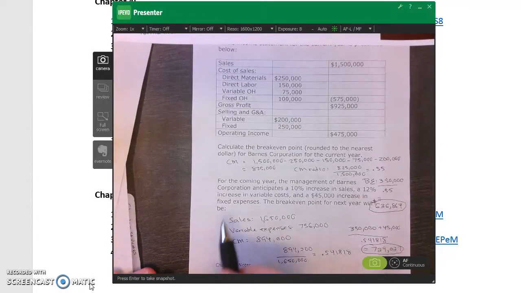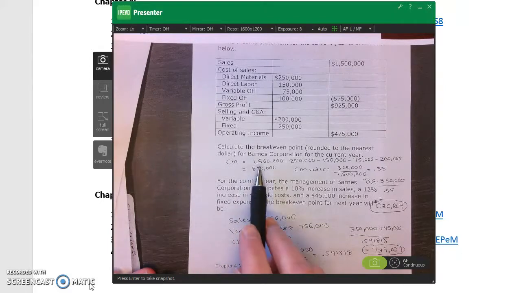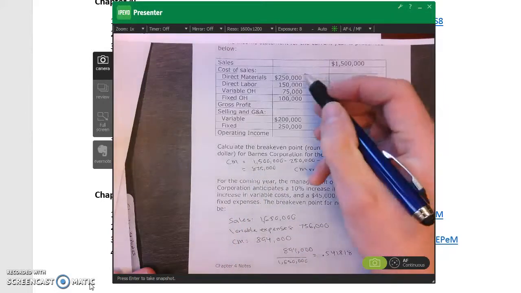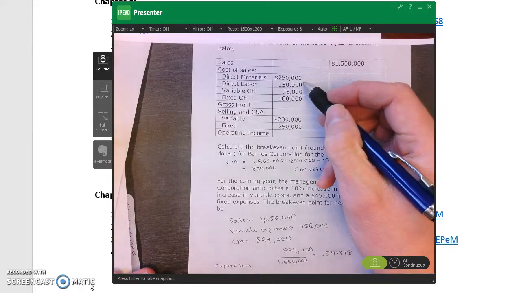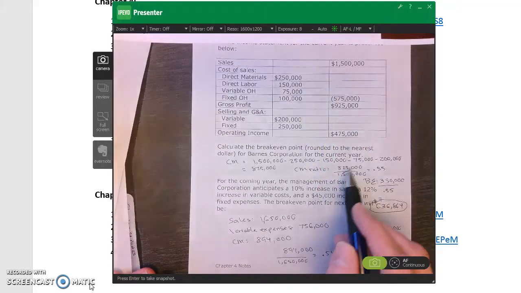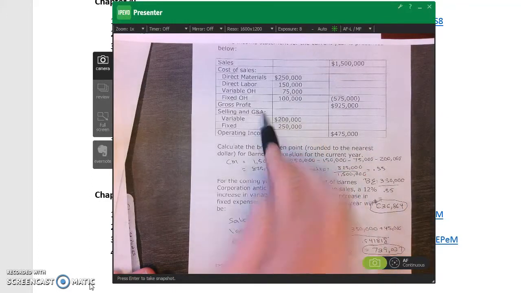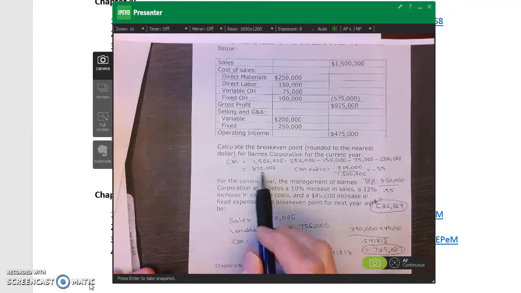So over here, calculate the break-even point. The first thing we actually have to do is calculate our contribution margin. I take my 1.5 million minus all my variable costs, which is my direct materials, my direct labor, my variable overhead, and also my variable selling expenses. And that gives me 825. This is my contribution margin.